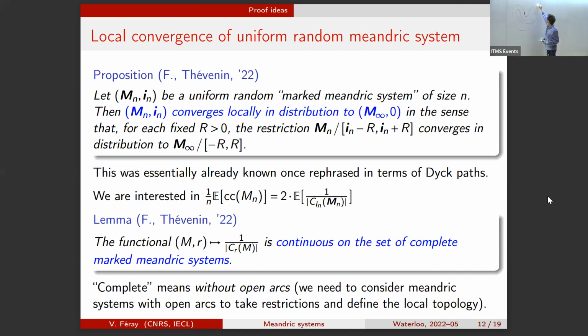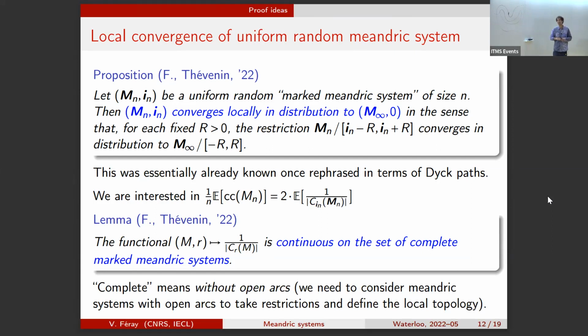that when you look at your restriction, you have some arcs and you don't know where they are going because they go outside your window. So we had to define local convergence, and we had to extend our space a bit to admit that sometimes you have not pairs, but singletons. When you have singletons, we know whether the arc is going to the right or to the left, but we don't know where it's going, okay? And if you have this kind of thing, you might have some problem of continuity. But if it's on the set of complete marked meandric systems, the functional is continuous.